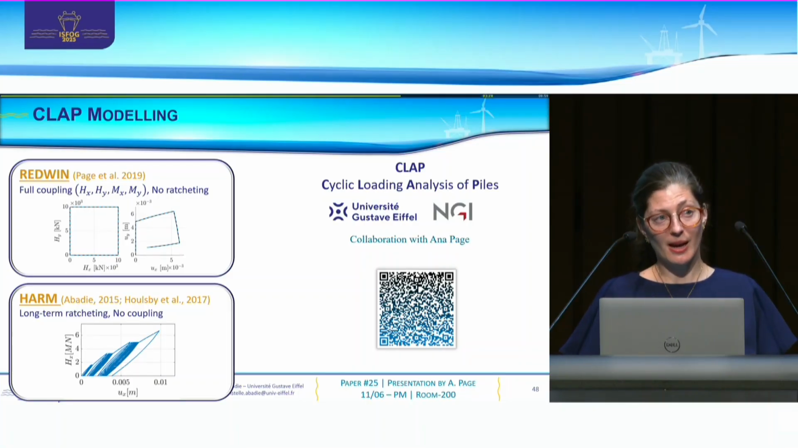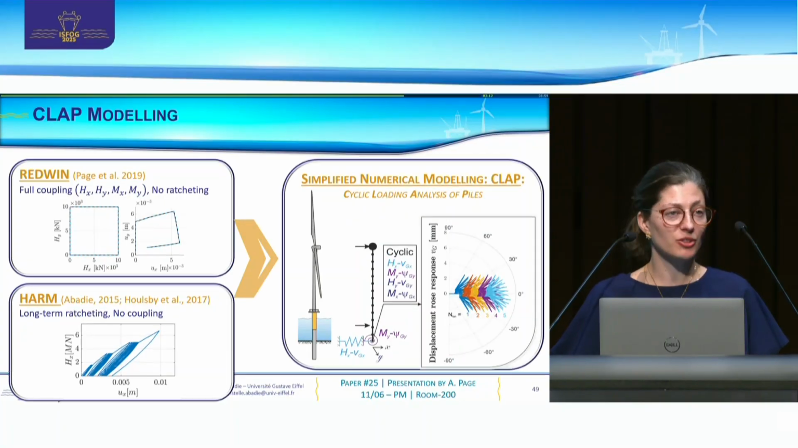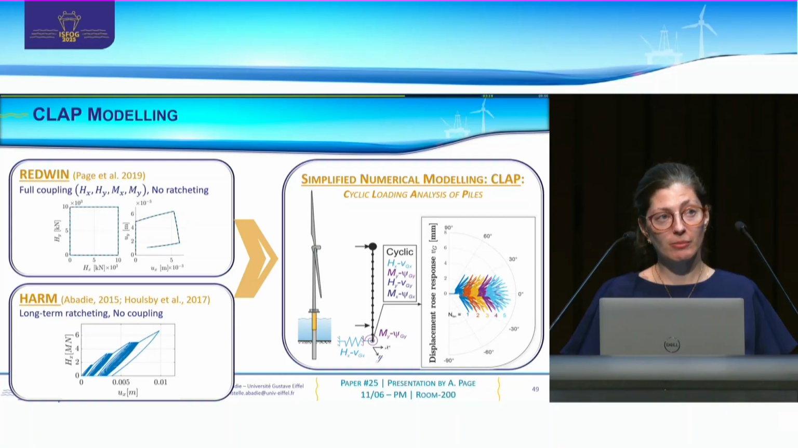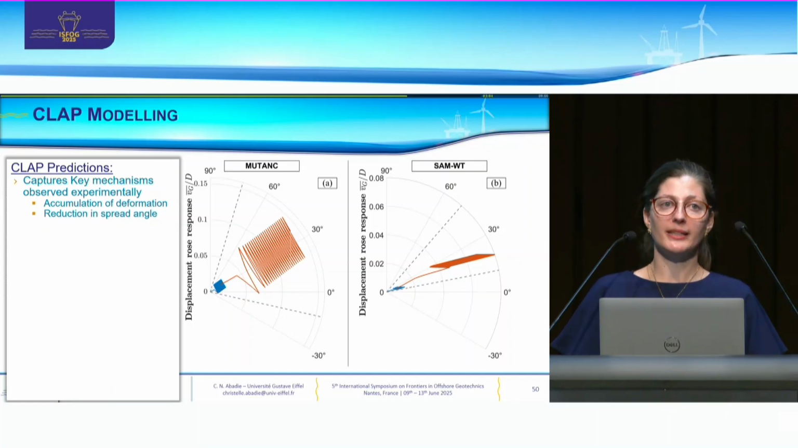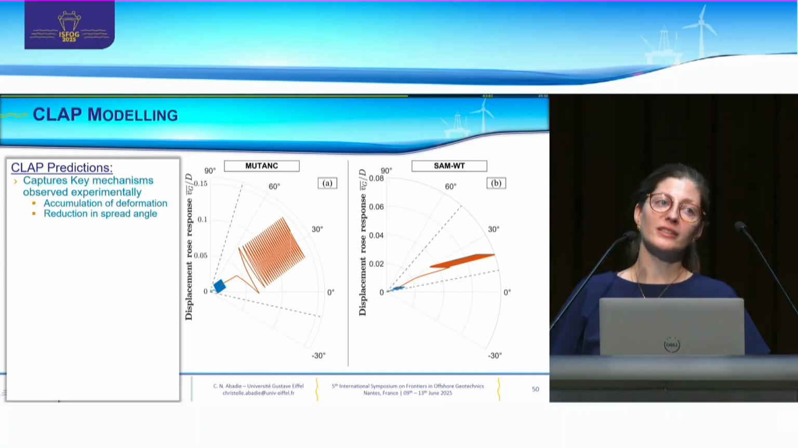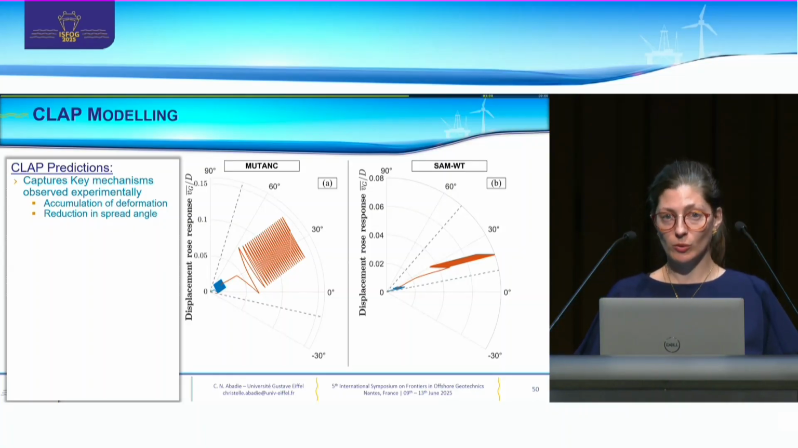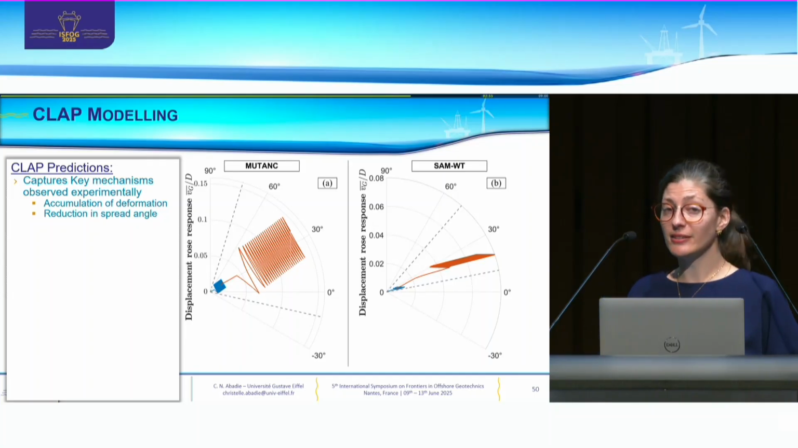At the same time, I was participating in the development of HARM, which is a model that can model long-term cyclic loading, but cannot do full coupling. The idea of CLAP is to bring them together into a unified method that can do multi-directional cyclic loading. I don't have the time to show you how this is implemented, but I can show you how, once calibrated, I can model the tests for the Mutank project and the SAM-WT project, and this is what I get.